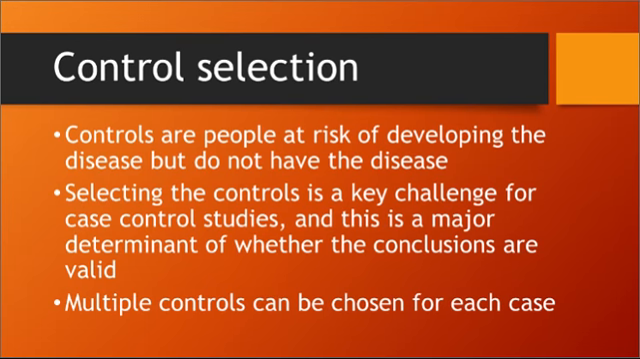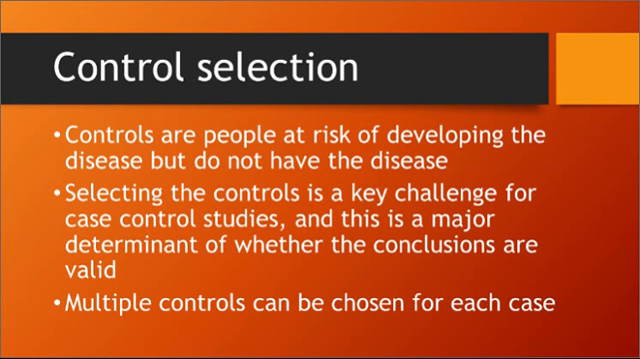Finding controls is somewhat similar, but actually more challenging. So when we're trying to select controls, we're looking for people who don't have the disease, but who are at risk of developing the disease. And so they might have to go through, or should go through, the same type of diagnostic testing to confirm they don't have the disease of interest. But they have to be at risk.